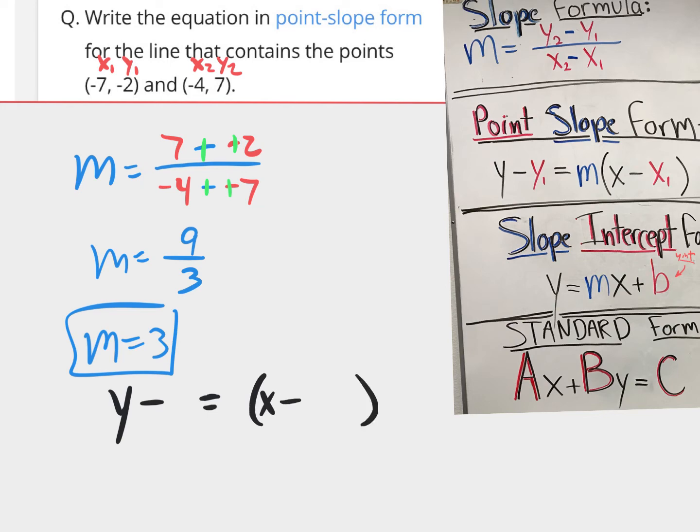Okay. The y1 value is negative 2. Put the negative 2 right there. The m value is 3. Put the 3 right there. We found the m value is 3. And the x1 value is negative 7.